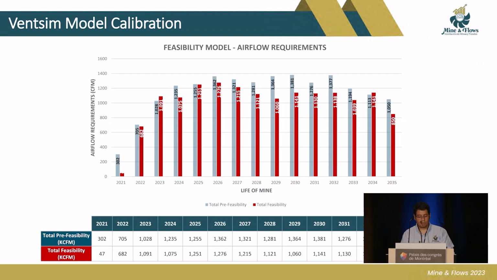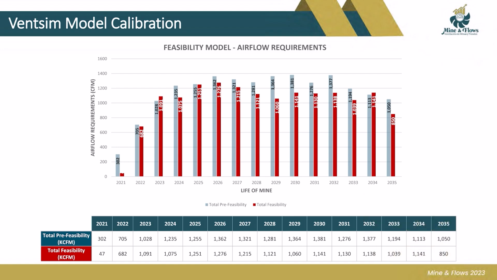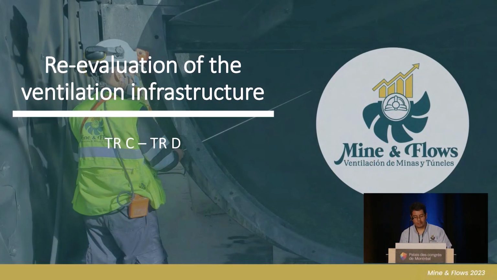Regarding the yearly airflow requirements, we can observe that the highest value in the pre-feasibility estimation, 1.38 million CFM, was updated and reduced to 1.28 million CFM, representing a decrease of 7.6% and resulting in a reduction of the power consumption of 20%, having a positive impact on the NPV of the project. One major component was, in fact, the reevaluation of the existing and proposed infrastructure.